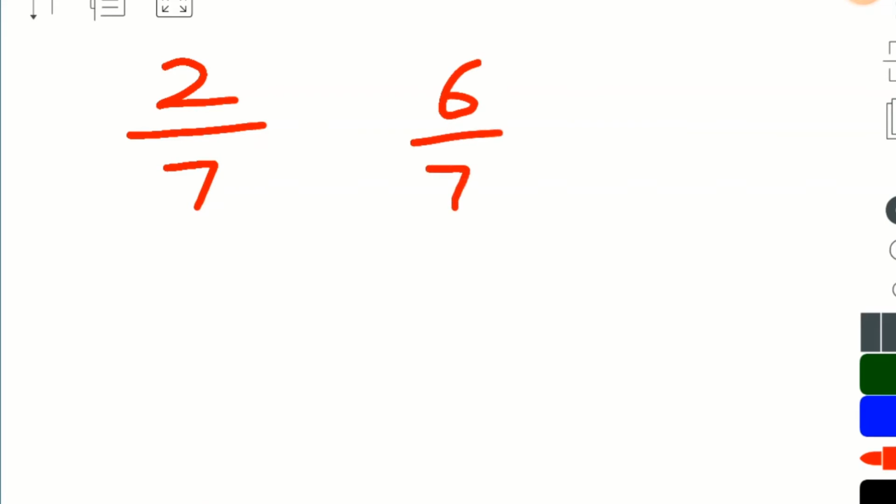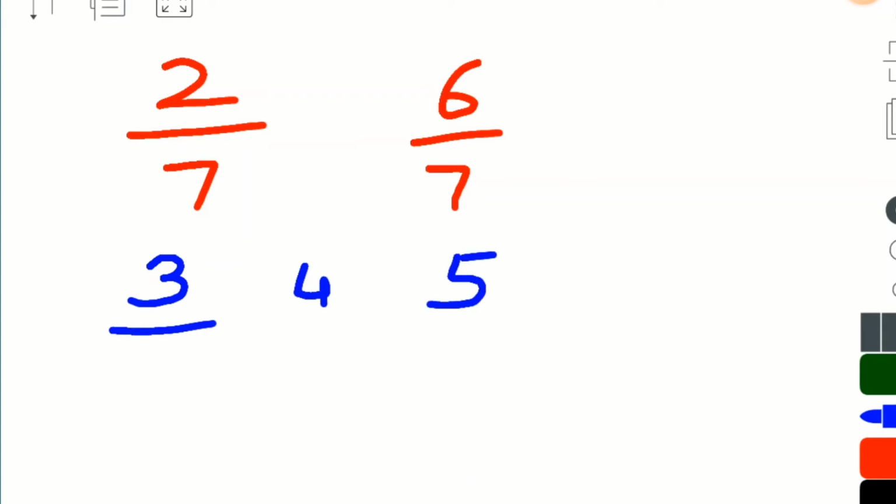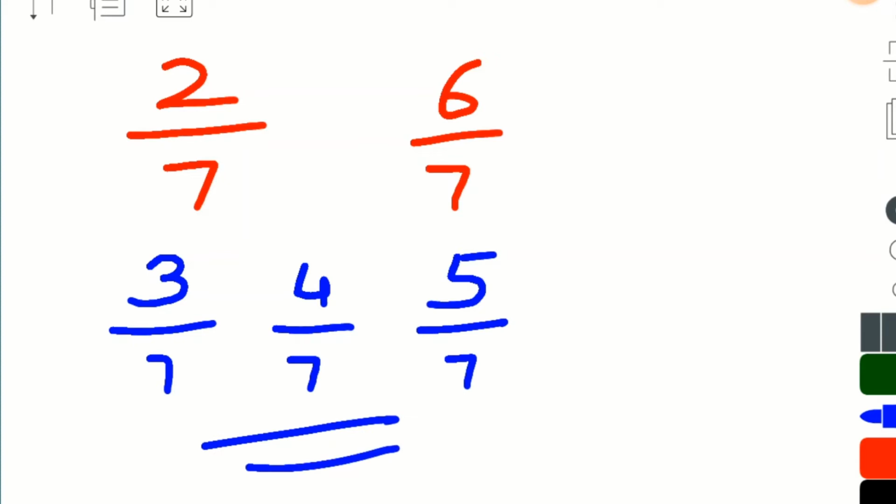So question number 1 is 2 upon 7 and 6 upon 7. We have to find three rational numbers between them. We will see between 2 and 6 there are already three numbers, that is 3, 4 and 5. These are the three numbers. So this is a direct question. You will get the answer as 3 upon 7, 4 upon 7 and 5 upon 7. So this was a direct question. Now let's see the second type.